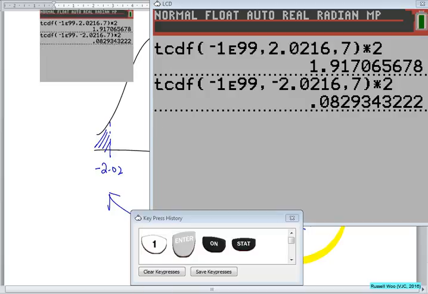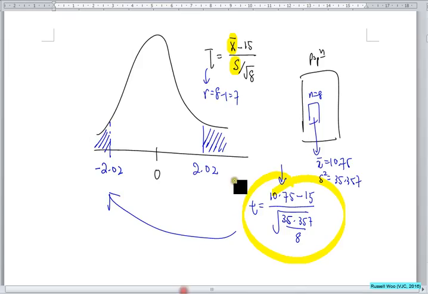So, let me go back to this. This is your p over 2. This is your p over 2. Correct? Just add them together, you get p. Then you compare your p against your level of significance, you're done. Okay?